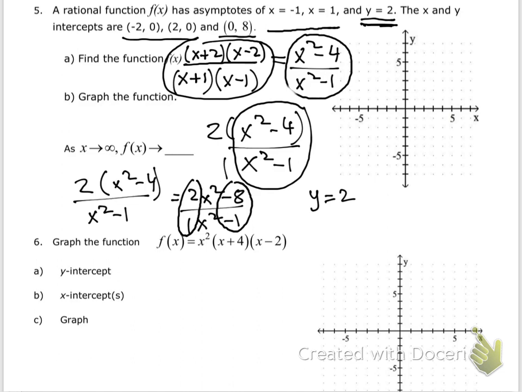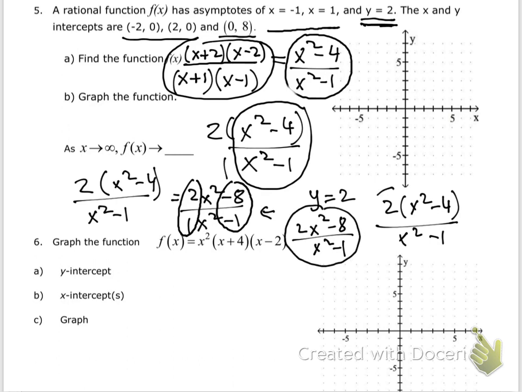So there's my answer. You could either write 2 times x squared minus 4 over x squared minus 1. Or if you want to do the distributive law on the numerator, again, just back to where we started, over here, 2x squared minus 8 over x squared minus 1. Either of those two are fine, but they will give you all the details that we have up here, okay? So that's finding the function.